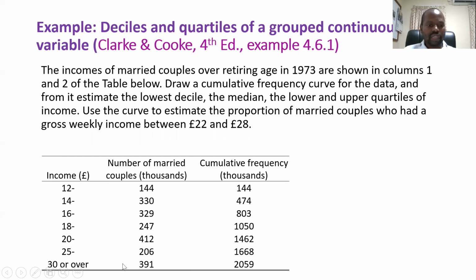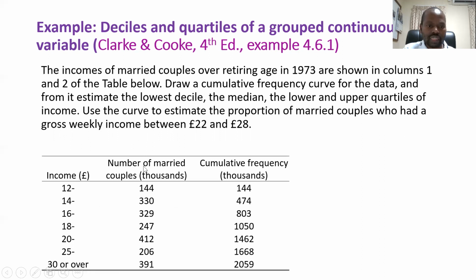What is a bit challenging is the class 30 or over, because we need an upper value, and it is open-ended. In this example, the upper point for 30 has been conveniently put at 50. So that's how we will do that.